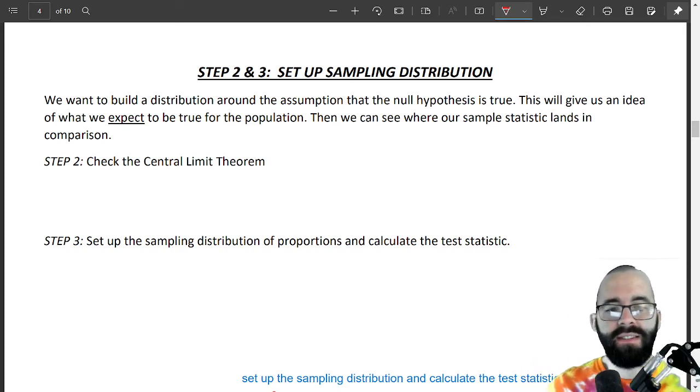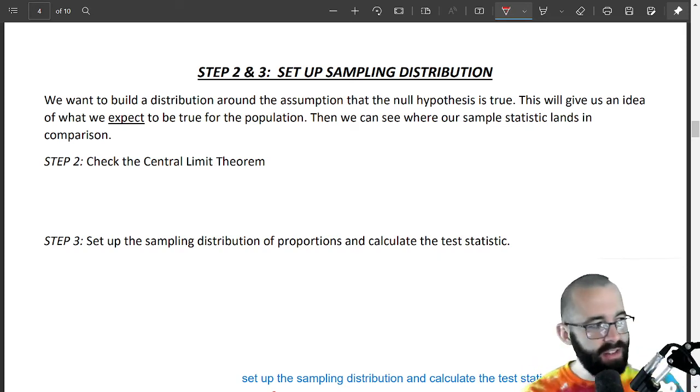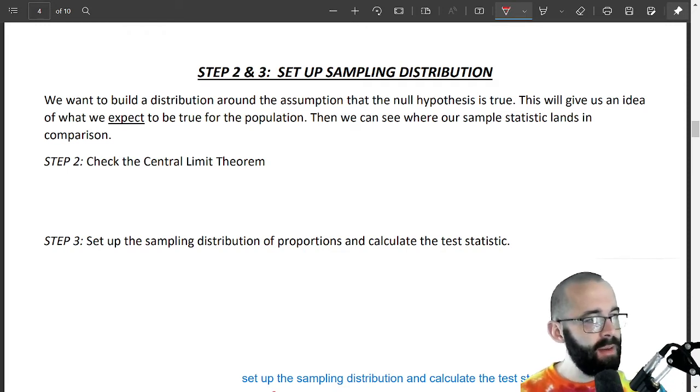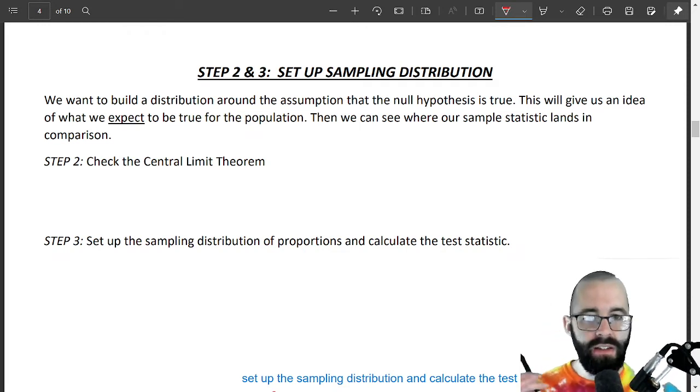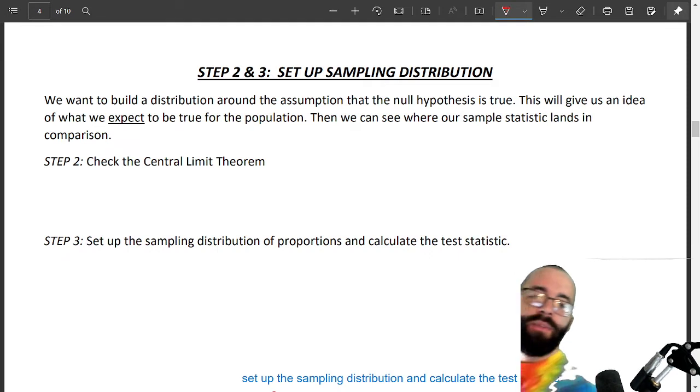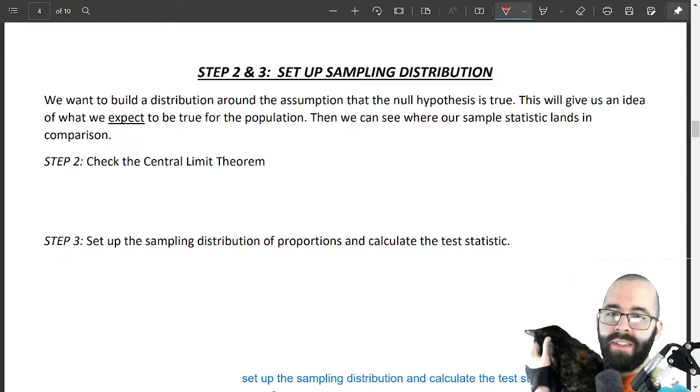All right, so once we decide on what our assumption is and what we're trying to test, we want to set up a sampling distribution. We want to model the probability of taking this sample and seeing how it varies, right? Every time we take a sample, we're going to get a different answer. We're going to ask different people. We're going to have different problems.